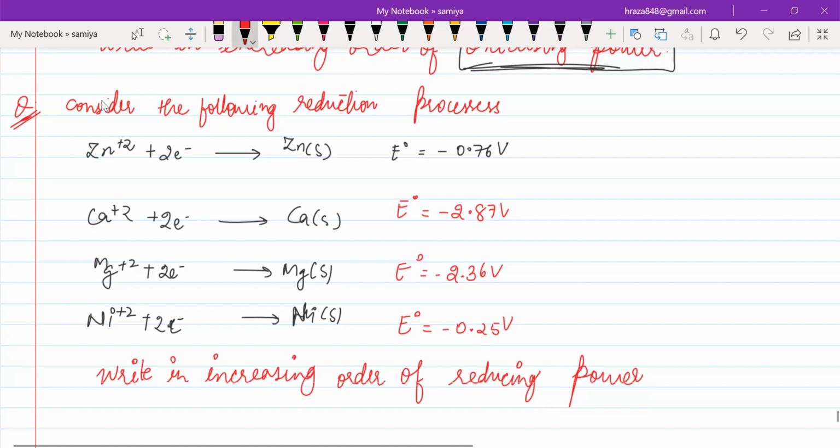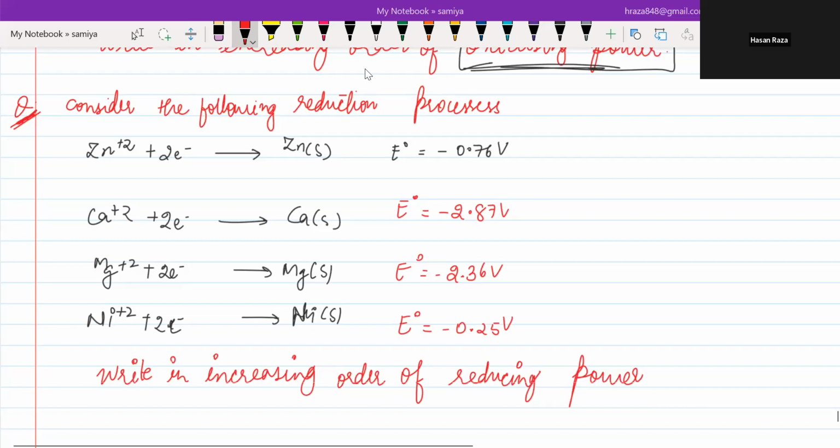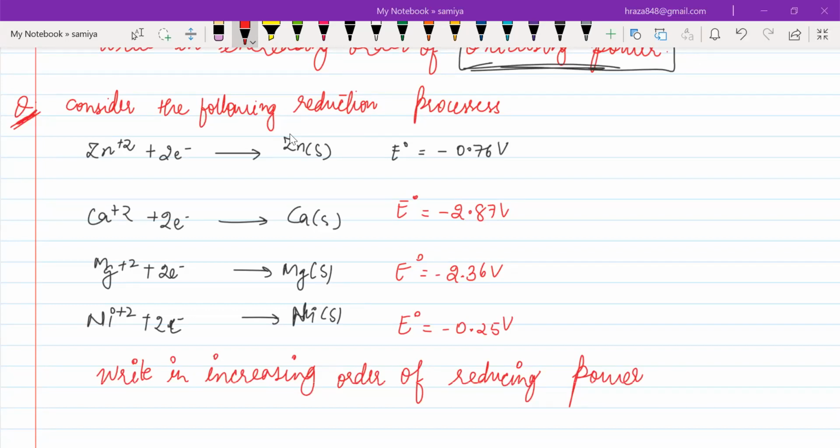Sir, Ca2+ is greater. Sir, it is Ca2+, Mg2+, Zn2+, and then Ni2+. What you just said, sorry, I couldn't hear you. Nadia? Sir, it is Ca, Mg, Zn, and then Ni. Okay, is it in increasing or decreasing order? Increasing order. Ca is least. Are you suggesting this? Ca is least. Yes. Can you read the question again?